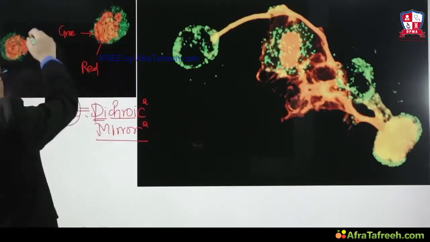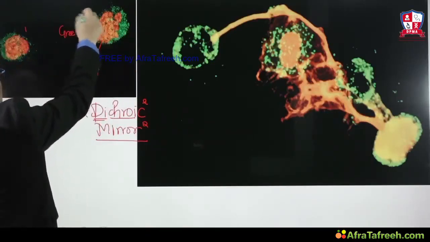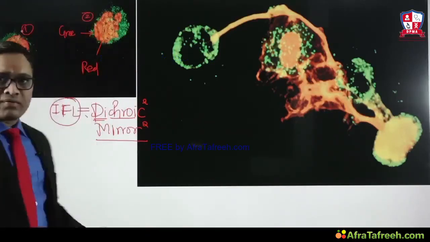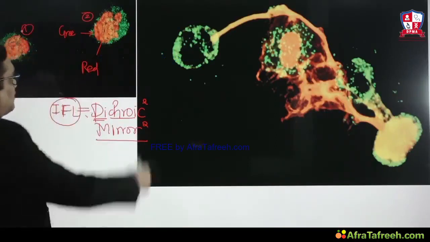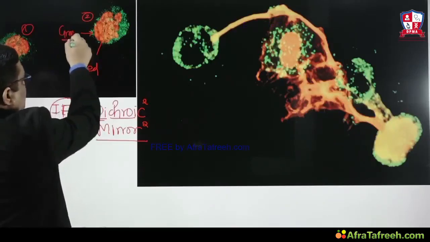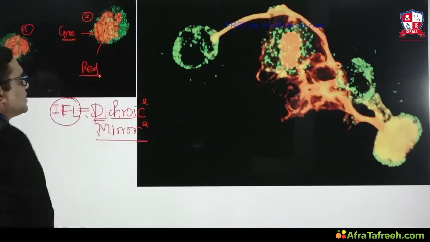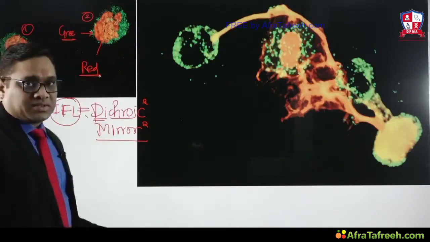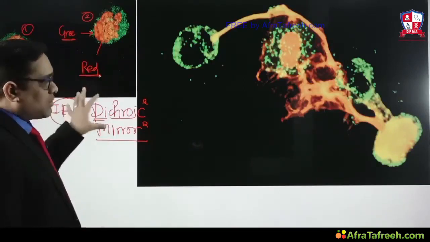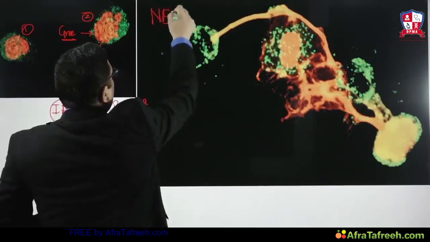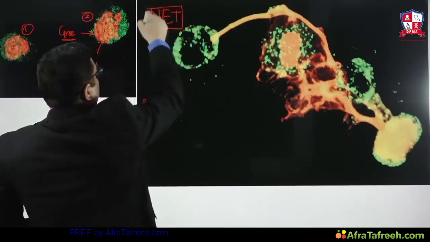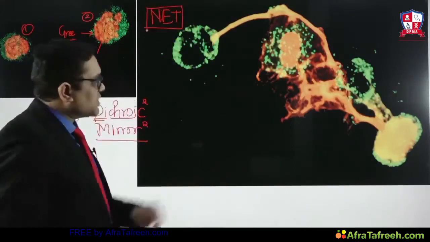Now coming to these two important cells, 1 and 2, these are normal neutrophils. What I am showing you in this diagram is a normal neutrophil, where green color is cytoplasm and the orange or red color is the nucleus, right? So this is the nucleus, this is the normal. What happens when you are looking into this diagram? This is the neutrophilic extracellular trap. So this diagram is for neutrophilic extracellular trap.